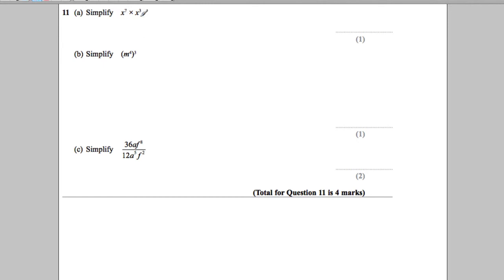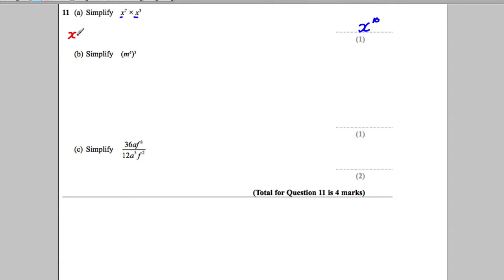Simplify x to the power of 7, multiply x to the power of 3. When you have the same base, we've got the same base as x, then you can add the indices. So it would be x to the power of 7 add 3, which is 10. And just to think, if you're really stuck with this, remember what x to the 7 means.